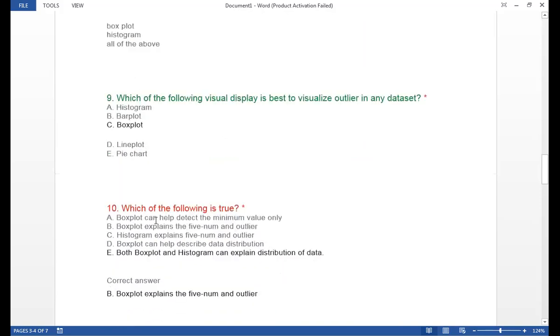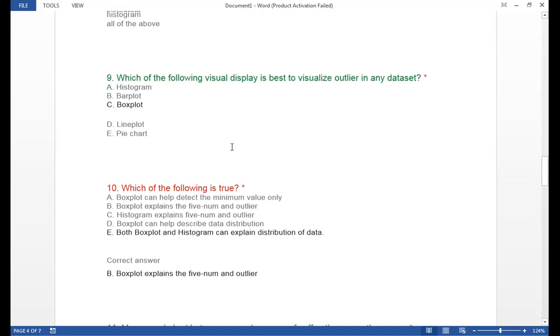Okay, move to question 9. For question 9, which of the following visualized display is best to visualize outlier in any data set? Let me tell you that for any data set, whenever you are given, the best graph you can use to visualize this is box plots, or you use scatter plots in other cases. So just note, you can also find it in another question. So the way you visualize your outlier is to use box plots or scatter plots. These two graphs can be easily used to show the outlier in any data set.